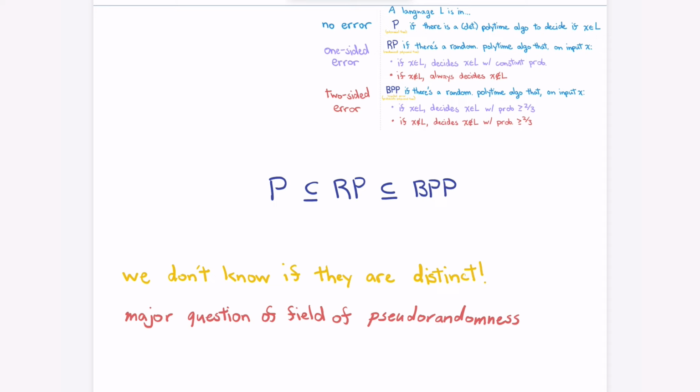The relationship between BPP and NP. Let me ask you guys: what is the connection between BPP or RP and NP, or is there any? NP means the problems in NP: if x is in the language, there's a proof. There's some bit string y, polynomial in size of x, so I can run an algorithm on x and y and decide x is in the language. So you need a proof.